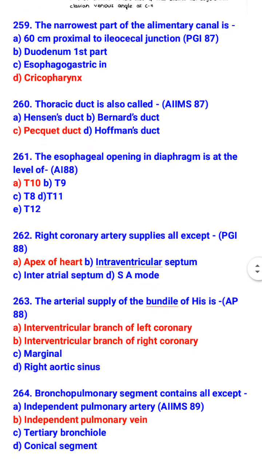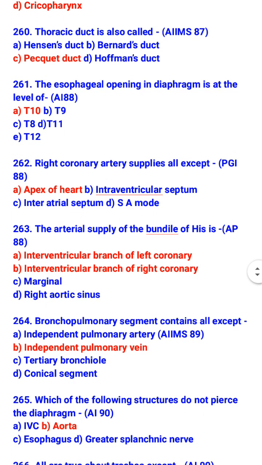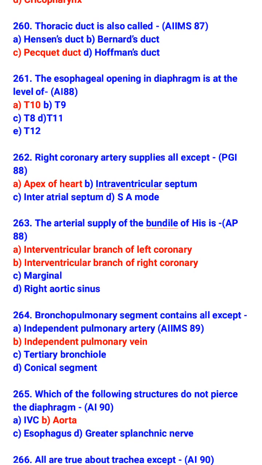Right coronary artery supplies all except apex of heart. So right coronary artery supplies the interventricular septum, interatrial septum and SA node. The arterial supply of the bundle of His is interventricular branch of left coronary and right coronary.